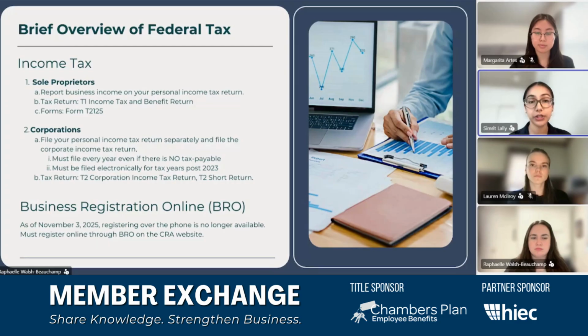Whereas if you are a corporation, you must file this personal income tax return separately and also file a corporate income tax return as well. You must file this every year, even if there is no tax payable, and for tax years post-2023, you would have to file this electronically. And if you are currently looking into registering your business, you would actually have to register online on the CRA website, because as of November 3rd, 2025, registering over the phone with CRA is no longer available.